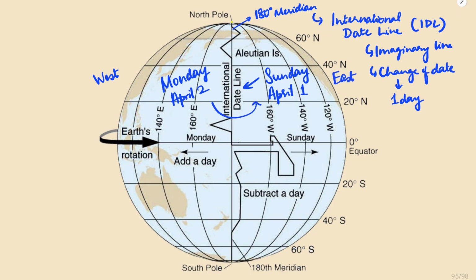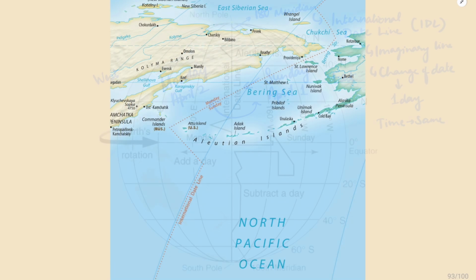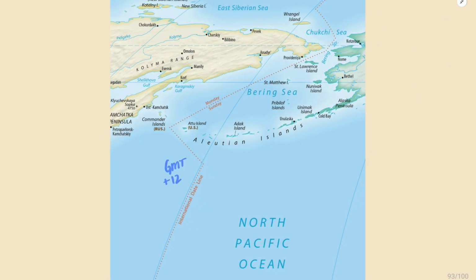While the date changes, the time of the day remains nearly the same, of course adjusted for time zones. For instance, both sides of the GMT plus 12 and minus 12 time zones might show 11 am, but one will be on Sunday while the other will be Monday. The direction of travel determines whether a day is added or subtracted.